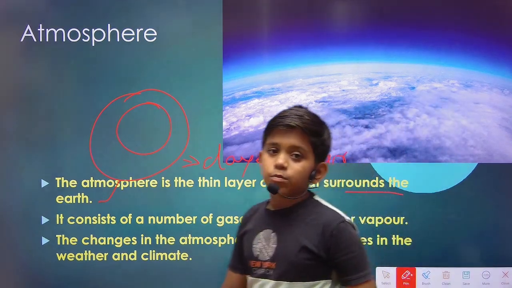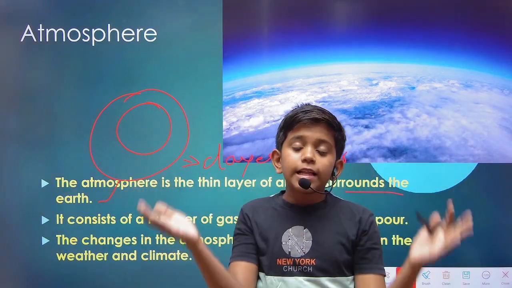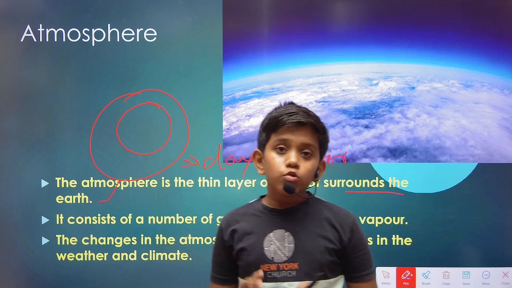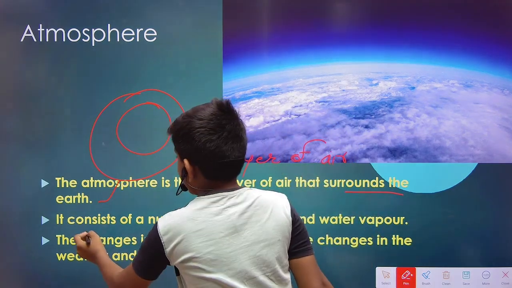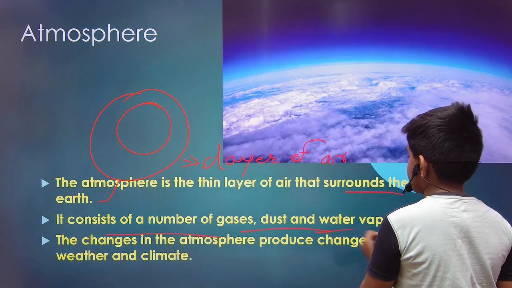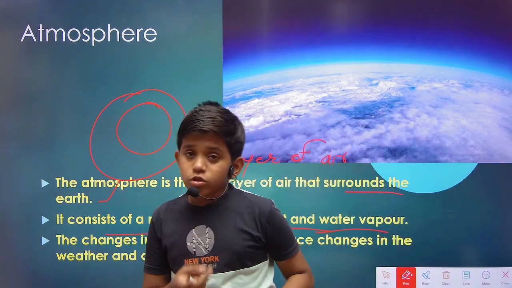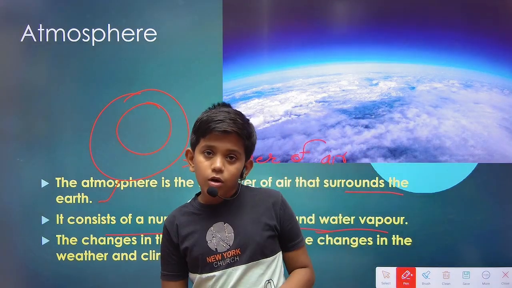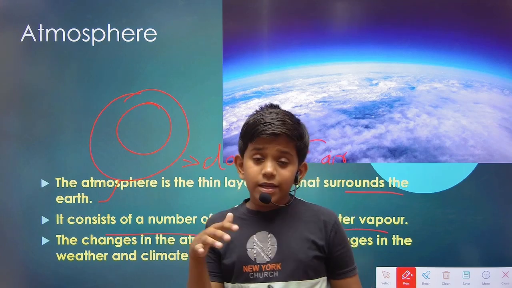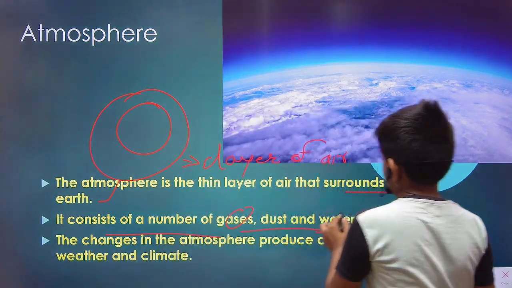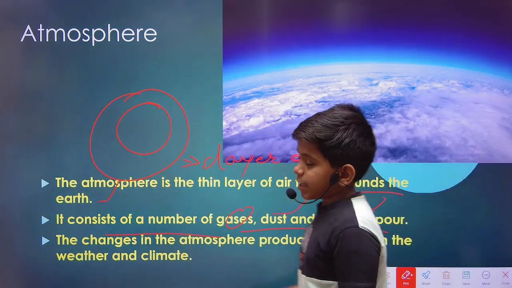It is known as the atmosphere. It is like an envelope or a blanket to our earth. It consists of a number of gases, dust and water vapor. Now there are different types of gases such as nitrogen, oxygen, carbon dioxide, argon, then various water vapors are there, dust is there, which makes the atmosphere.